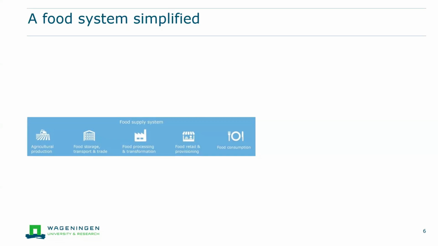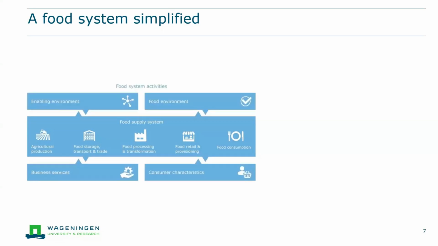But actually, the food system, of course, is much bigger than that. It's also about the enabling environment in which these activities take place, the food environment the assignment was about, the business services supporting the value chain activities, and some of the consumer characteristics that play a role in why we choose a certain type of food and maybe neglect another type of food.